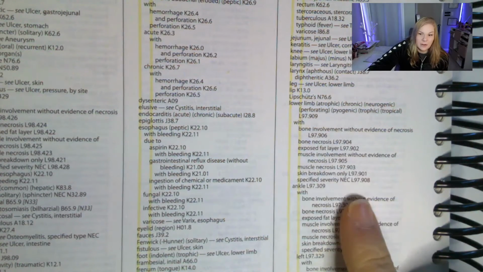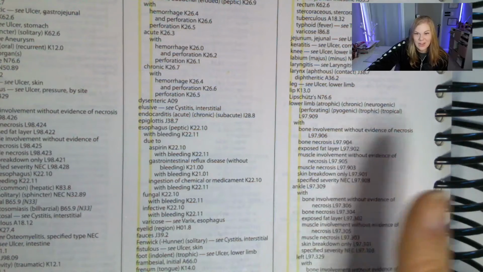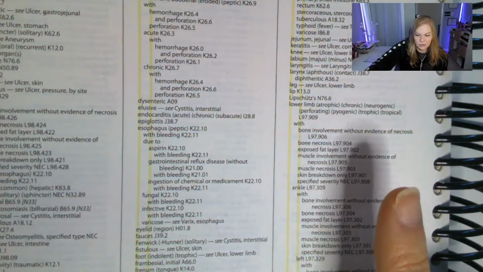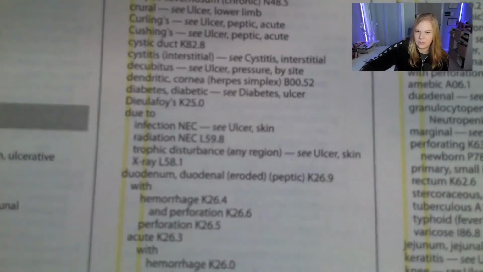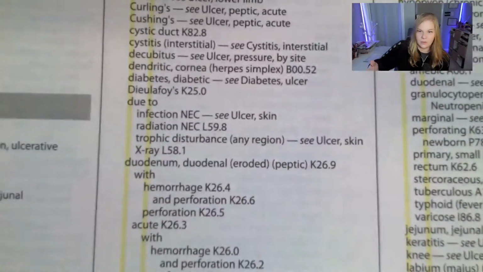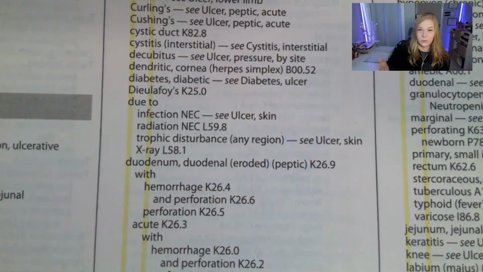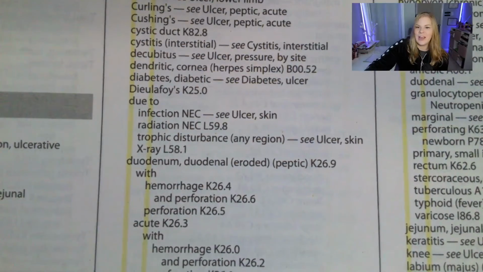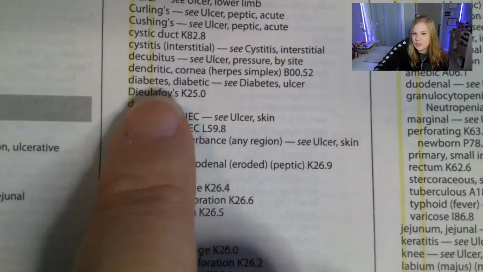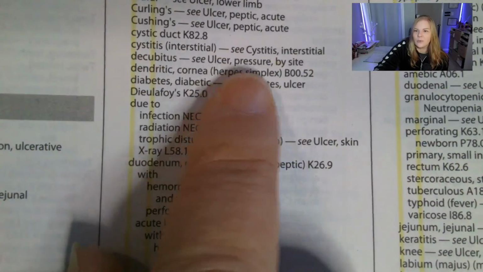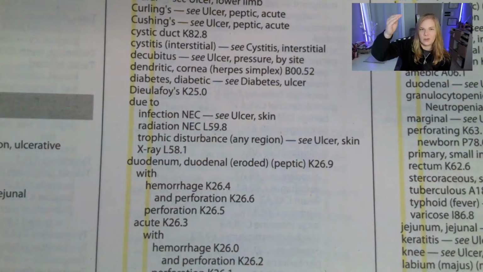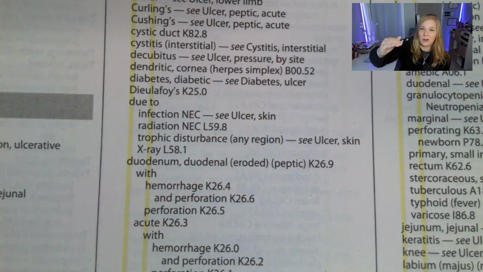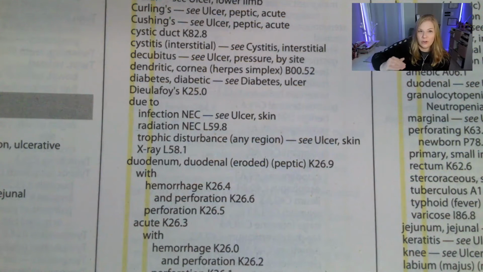So you have to be very careful when you are coding for pressure ulcers that you are going to the word pressure. You can also see here, and I'll zoom in so you can see a little bit closer. Remember how I mentioned that pressure ulcers are also often referred to as decubitus ulcers? If you actually look under decubitus here, it tells you to see ulcer pressure by site. So that's the order that we're going to look up. We're going to go to the alphabetic index U for ulcer. Under ulcer, we're going to go to pressure, and then we're going to look for the site under pressure.